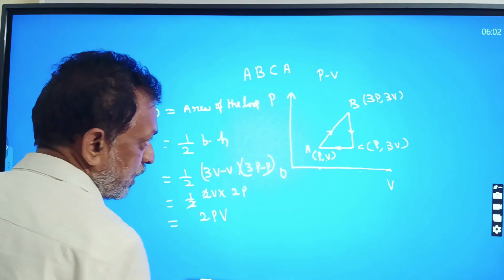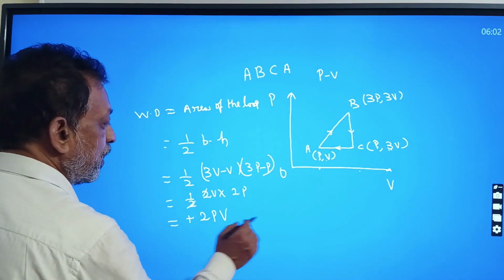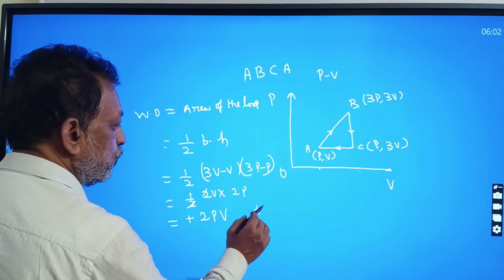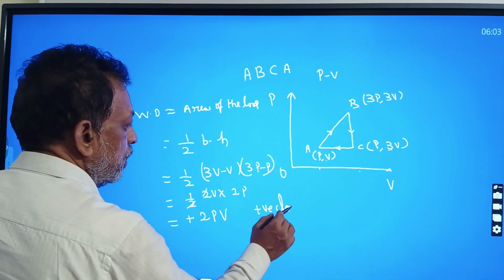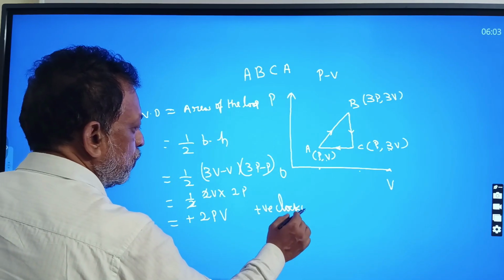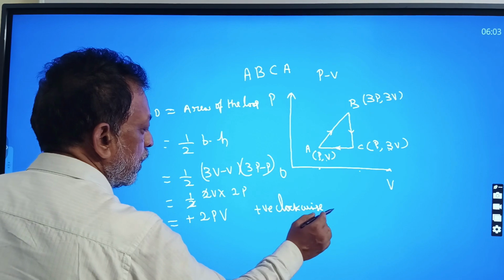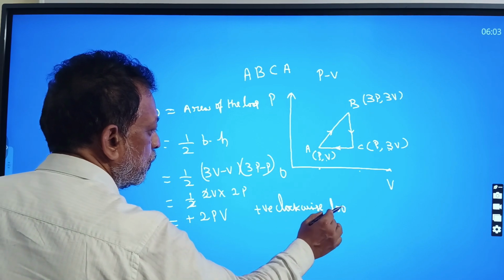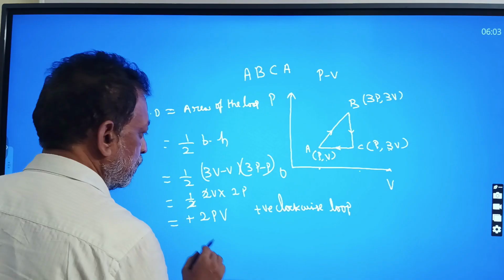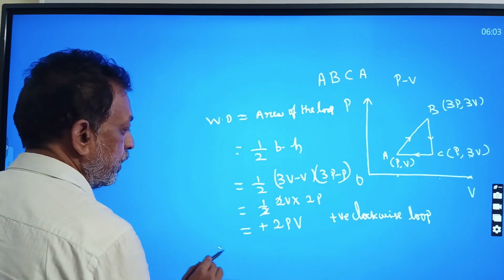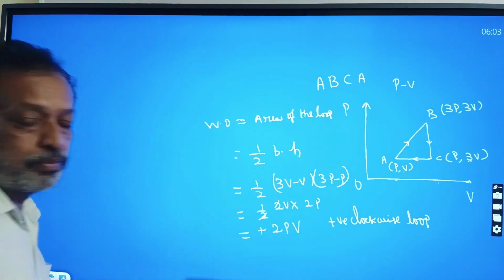If it is a clockwise loop, it is positive. Positive for clockwise loop, negative for anti-clockwise. That's all. You have to know the positive or negative word. Copy this.